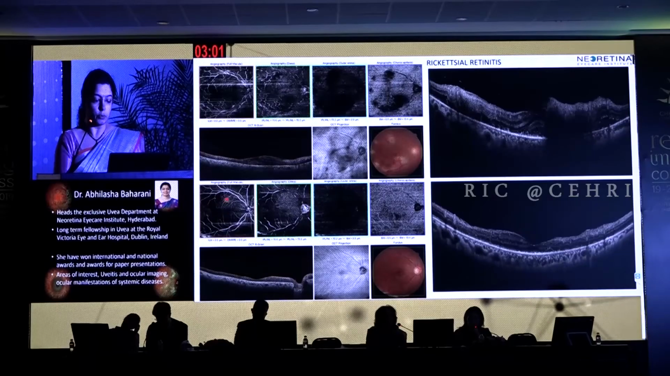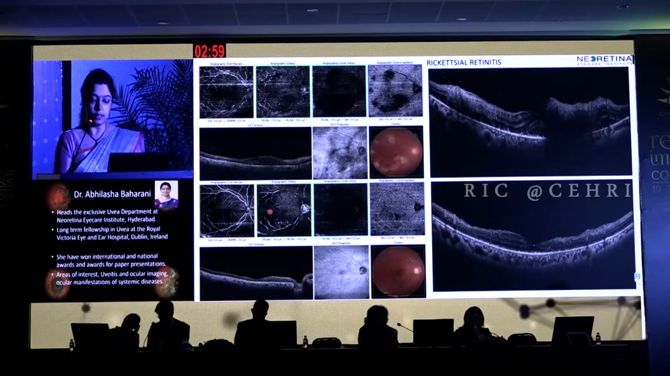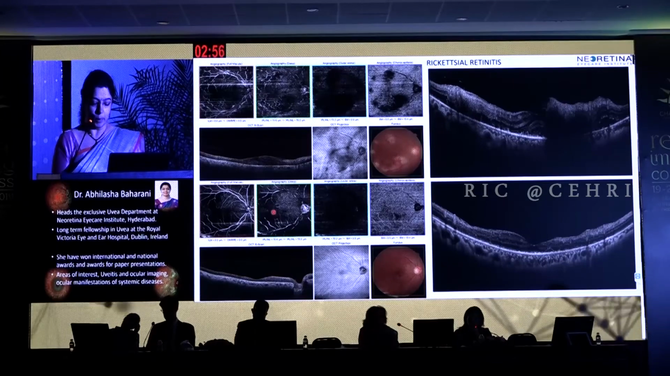This is another case of rickettsial retinitis. And here you see as the lesion heals, there is extensive non-perfusion in the superficial layer and the disorganization of the deep capillary plexus.